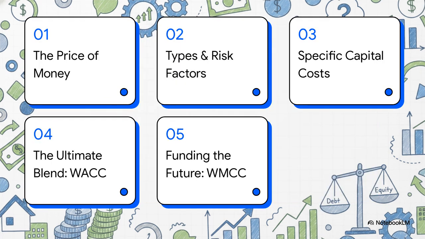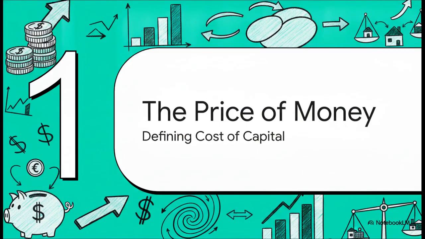So here's our roadmap for today. We're going to cover: 1. The price of money. 2. Types and risk factors. 3. Calculating specific capital costs. 4. The ultimate blend, also known as WACC. And finally, 5. Funding the future with WACC. All right, let's get into Section 1, the price of money.